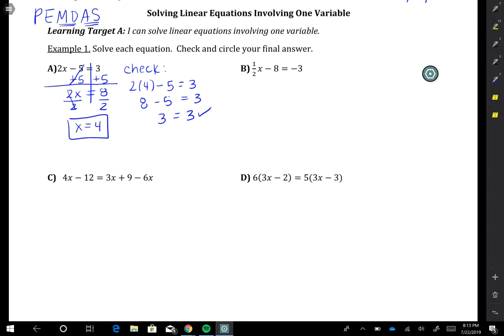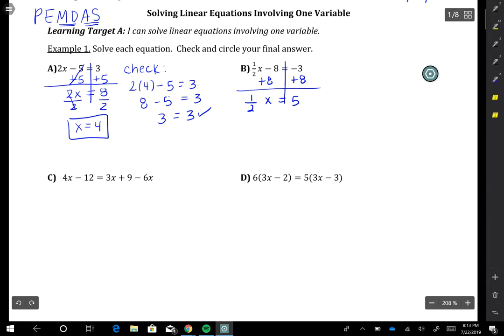Moving on to letter B. In this case, it's a lot like letter A. I have no like terms to combine, so I start solving. So I'm going to put my line down my equal sign. And what I need to get rid of first is this negative 8. So I'm going to add 8. And I'm left with 1/2 times x equals negative 3 plus 8 is 5.